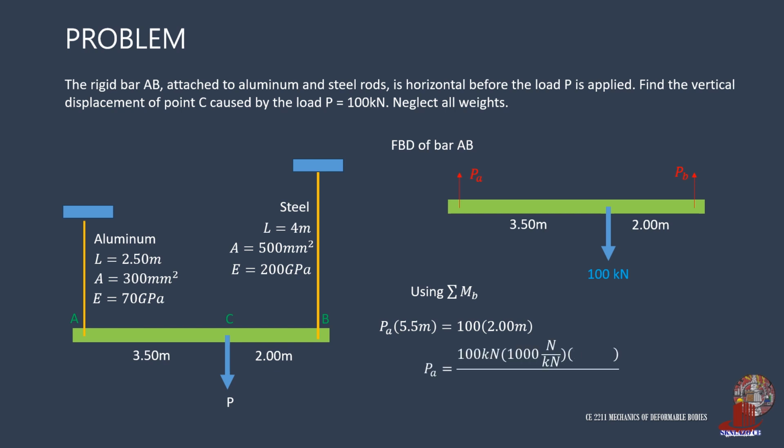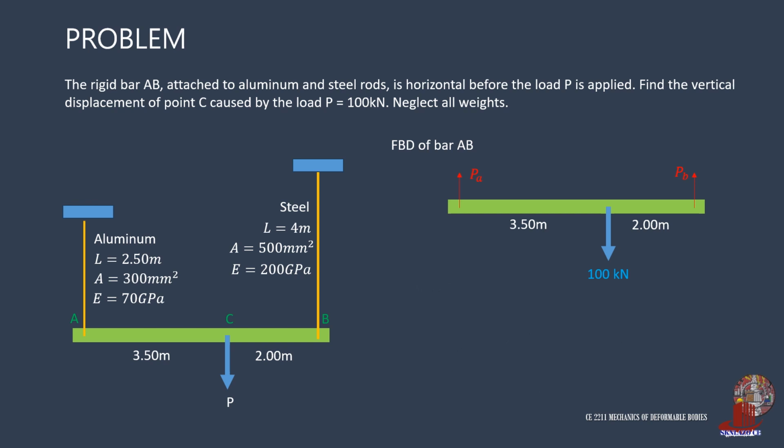Force at point A is then 100 kilonewtons times 1000 conversion factor to newtons times 2 meters. Then divide this by 5.5 meters to get force at A as 36,363.64 newtons.